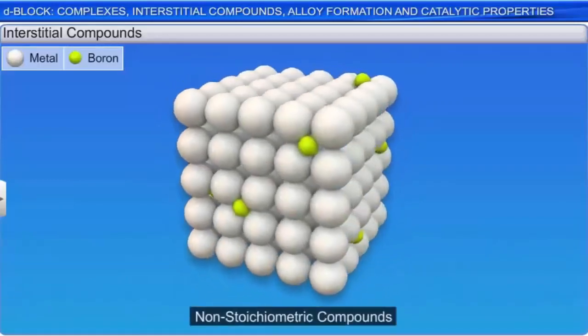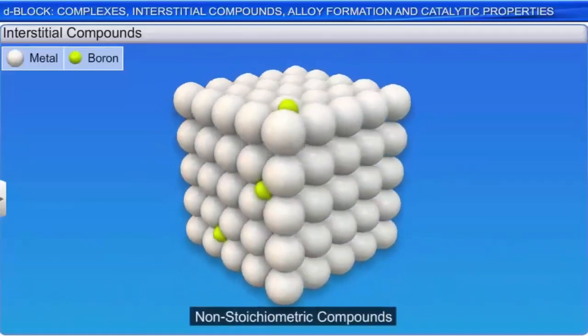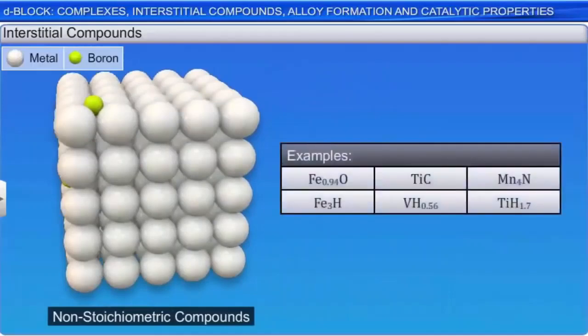For example, Fe0.94O, TiC, Mn4N, Fe3H, VH0.56 and TiH1.7. Note that the formulae do not correspond to any normal oxidation state of the metal.